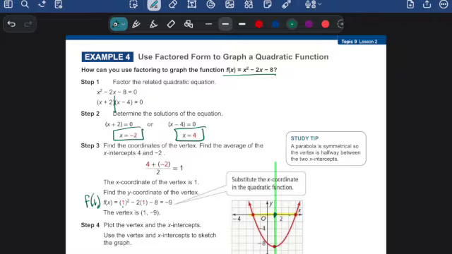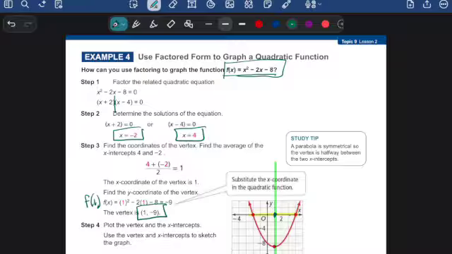So plug 1 into your original quadratic equation. 1 squared minus 2 times 1 minus 8. You'll get the output of negative 9. So there's your vertex at (1, -9). And once you've got your vertex, you have enough points to draw your parabola shape with the curved shape and the arrows on the end.